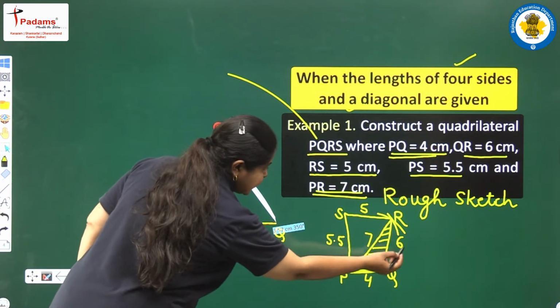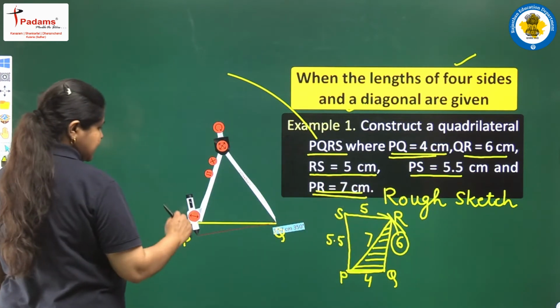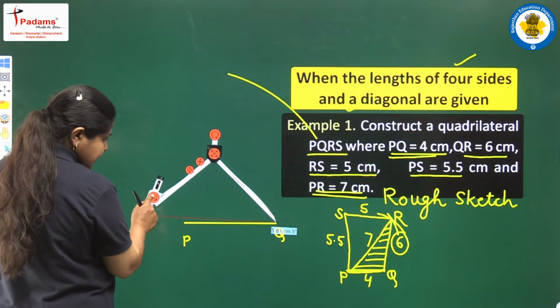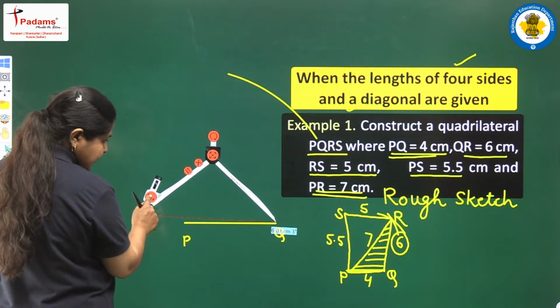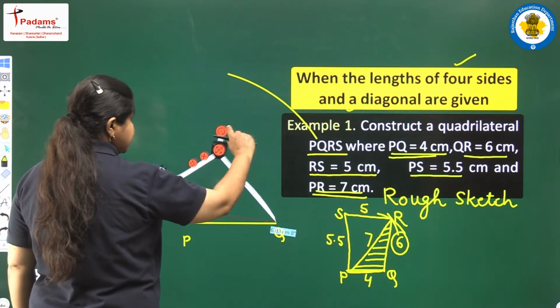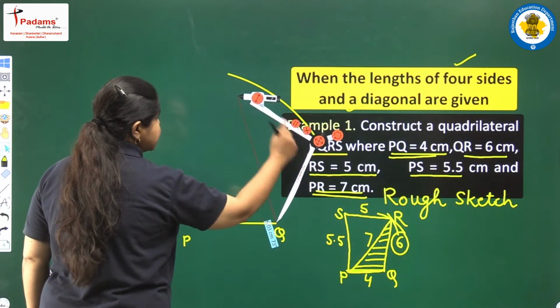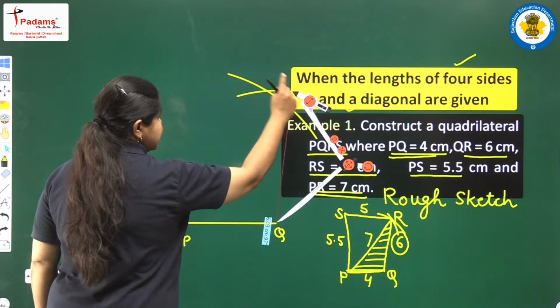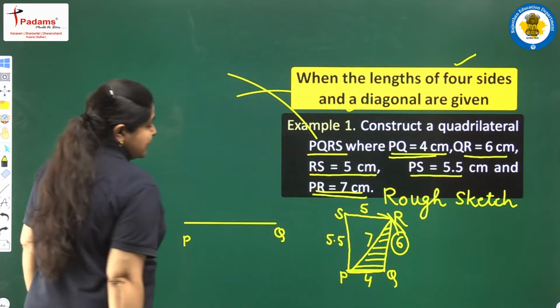Now we need the radius of 6 centimeters. So let us elongate it to 6 centimeter. Yes, this is the 6 centimeter radius. Now we will draw one arc. Yes, this is the arc.